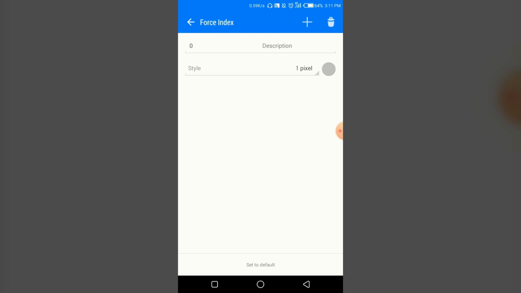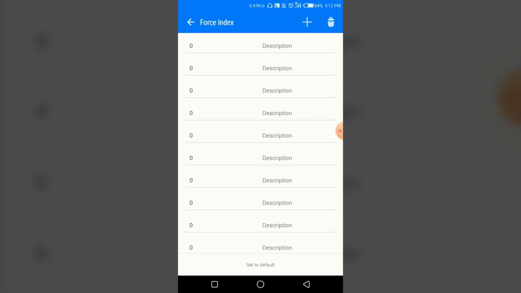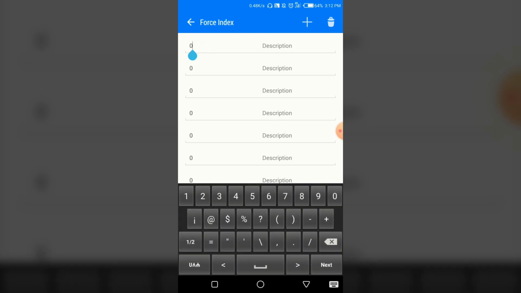That means we need 20 levels, so I'm going to add them now. So we have 20 levels now. So let's edit all of them. On the force there are 2 levels, above 0 and below 0.